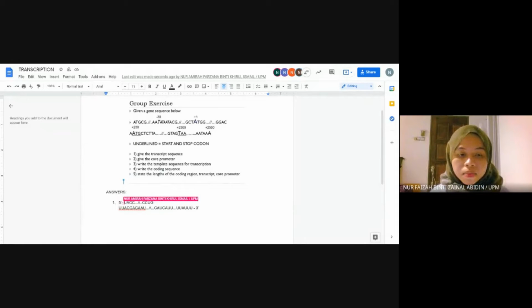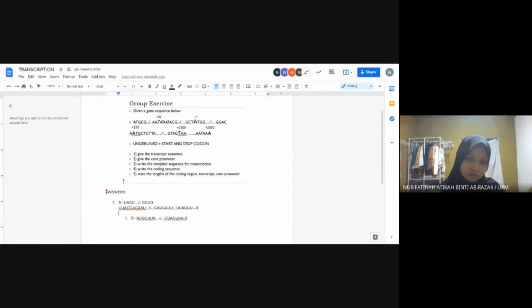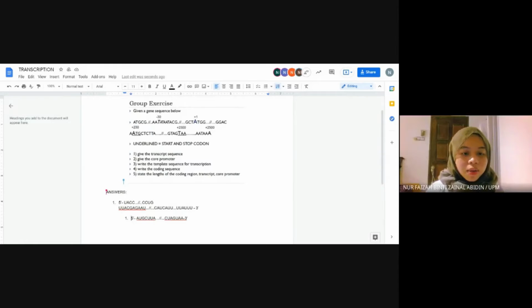But in my opinion, for the number 1 answer, I think that the transcript sequence starts from the ATG until the TAA, because the ATG is the start codon and the TAA is the stop codon. Maybe the answer is, let me write. So why did I set my answer to start from the ATG? It's because the transcription will start from the start codon and it will end at the stop codon.